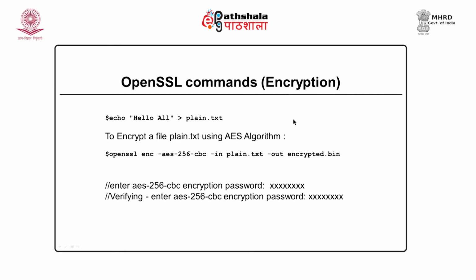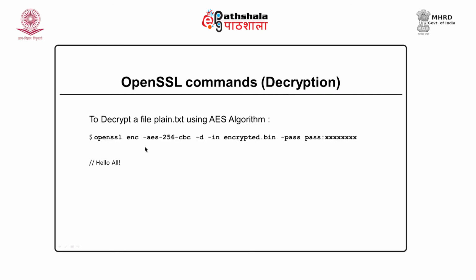Now, let us see how to decrypt. For decryption, we use the same command, but over here -d is there, which indicates decryption, and the input file is encrypted.bin. Whenever the decryption takes place, it will open this file and decrypt the data with the password that we had provided in the earlier screen. Earlier we encrypted the keyword hello all in the plain.txt file, and when you decrypt you will see the output hello all. So, this is using symmetric key cryptography.